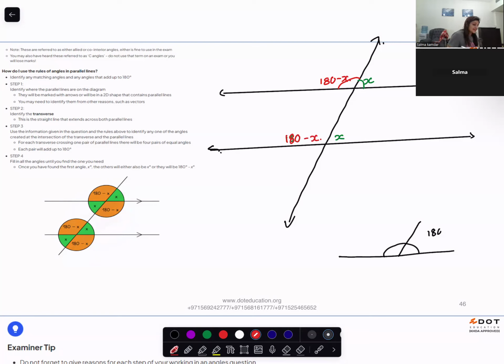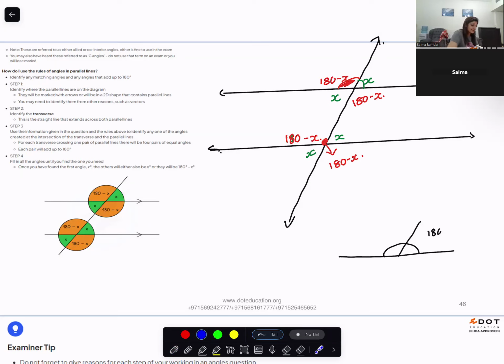Now you start using your F and Z or your vertically opposite angles. First easy thing is vertically opposite angles. If this is X, this would be X. Then the other pair: if this is 180 minus X, this will be 180 minus X. So if you see, only by using these two concepts, I have been able to find all the angles. But now we will also see, if we don't have these, then what would we do?